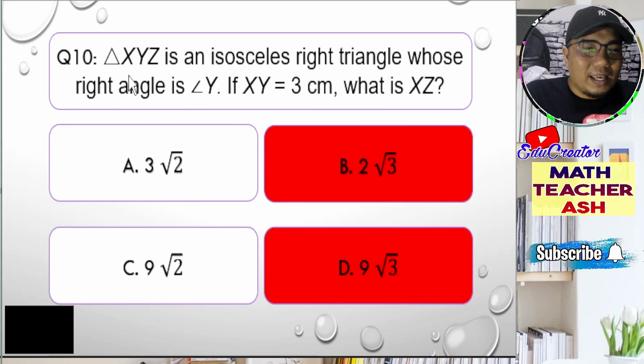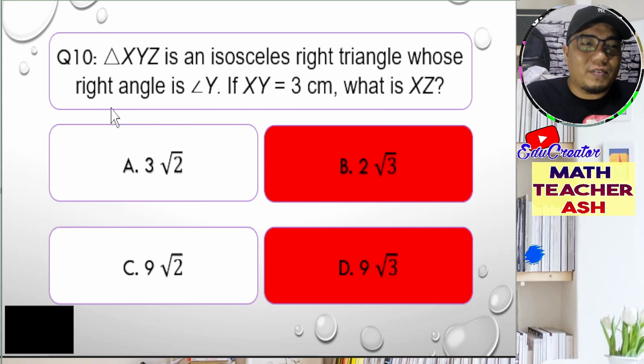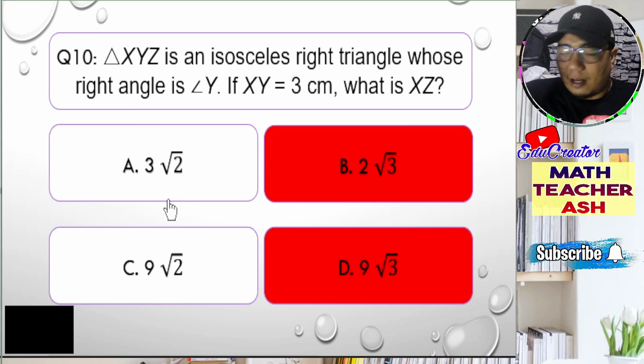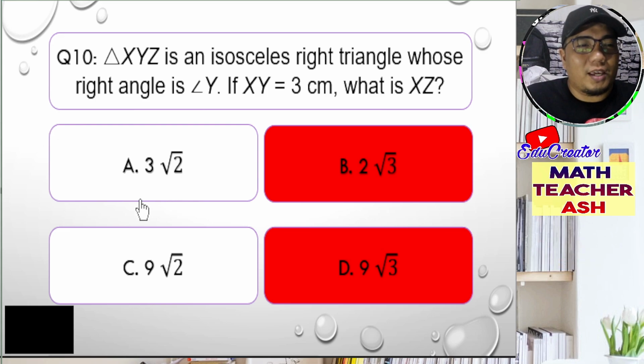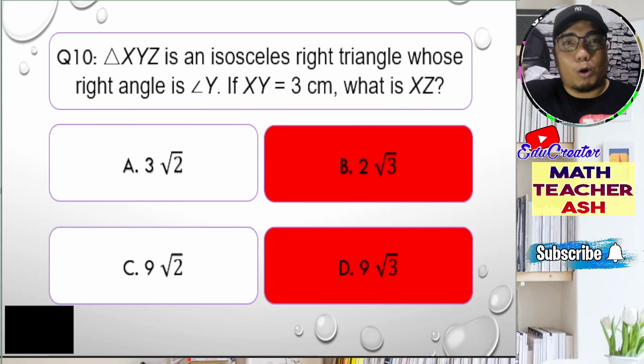Now, given if this is XYZ, so X, Y, and Z. Our XY, so one of the legs, okay? So one of the legs is 3 centimeters. So our YZ is also the other leg. You can figure this out or you can make a drawing of this, okay? So the other leg is also YZ. But the question here is what is the measurement of XZ, meaning the hypotenuse.